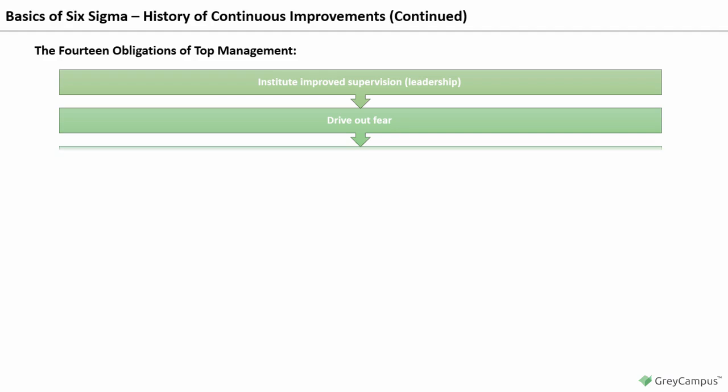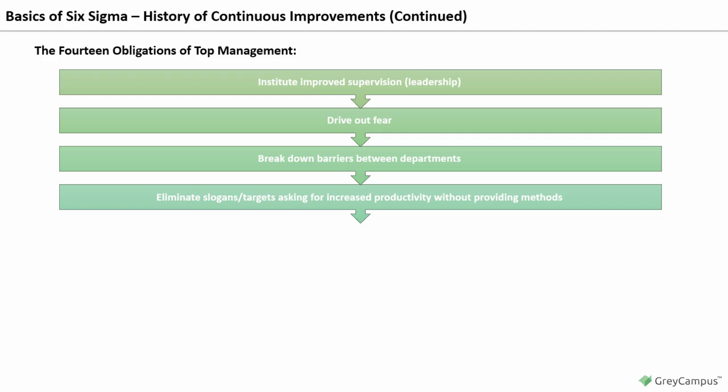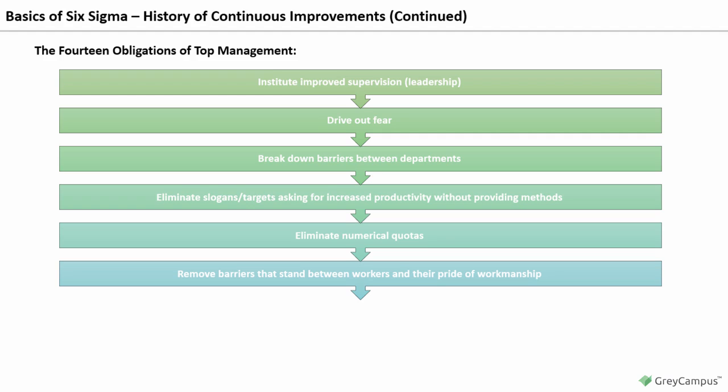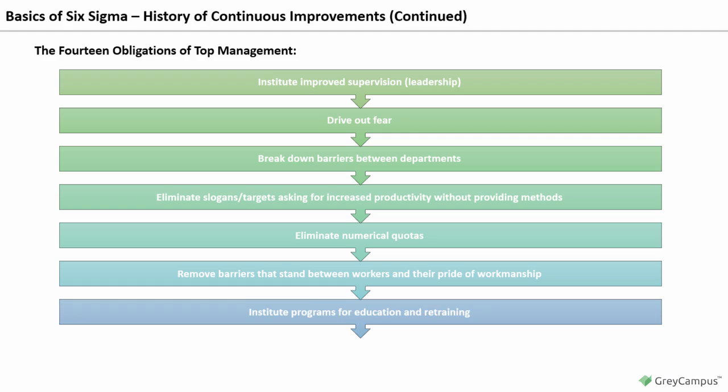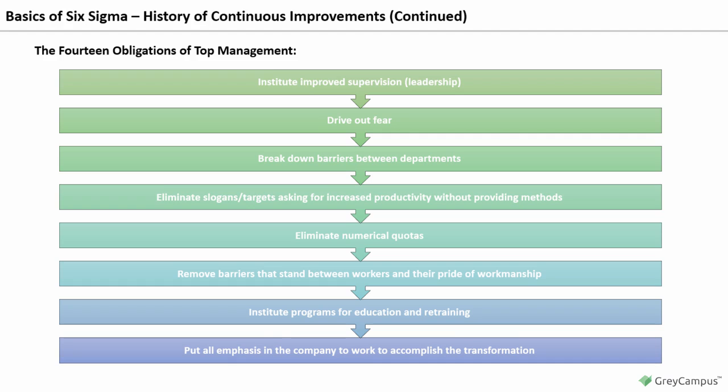Drive out fear. Break down barriers between departments. Eliminate slogans and targets asking for increased productivity without providing methods. Eliminate numerical quotas. Remove barriers that stand between workers and their pride of workmanship, the same for all salaried people. Institute programs for education and retraining. Put all emphasis in the company to work to accomplish the transformation.